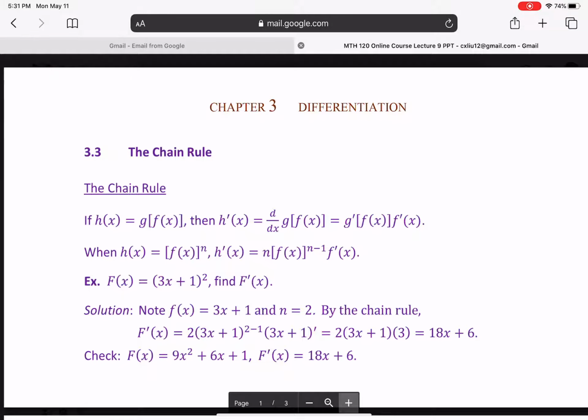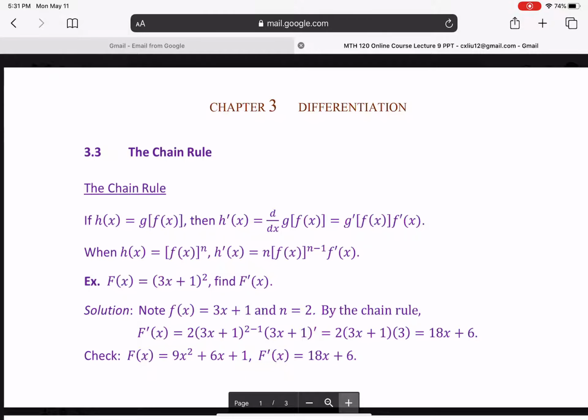When this h is a power function of f, so h of x equals f of x to the nth power, then you can use the chain rule to get the derivative of h, which is n times f of x to the n minus 1 times f prime.